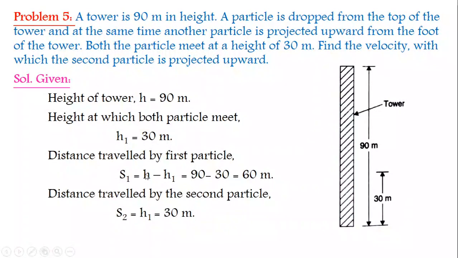Distance traveled by the first particle: the first particle is dropped from the top, so the total height is 90. The first particle moves down this distance, so 90 minus 30 is 60 meters. The first particle travels 60 meters, and the distance traveled by the second particle, S2 equal to h1, is only 30 meters.